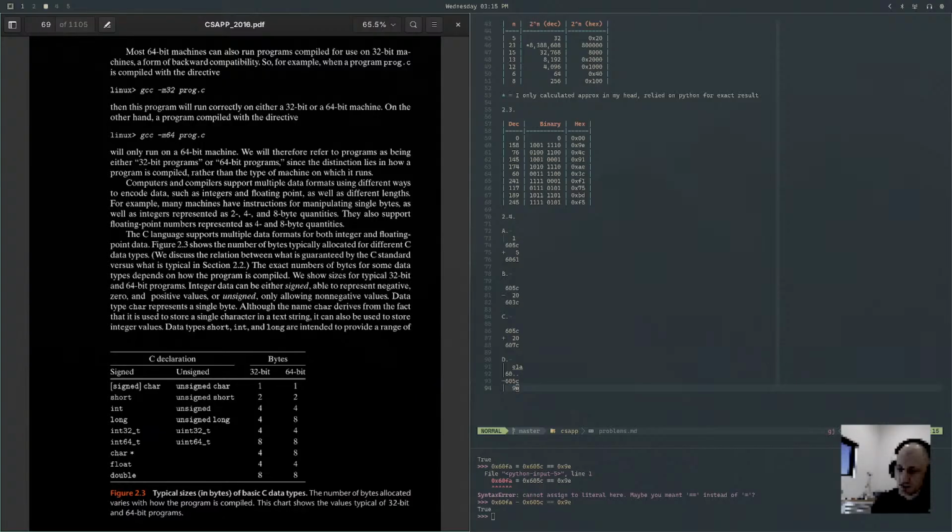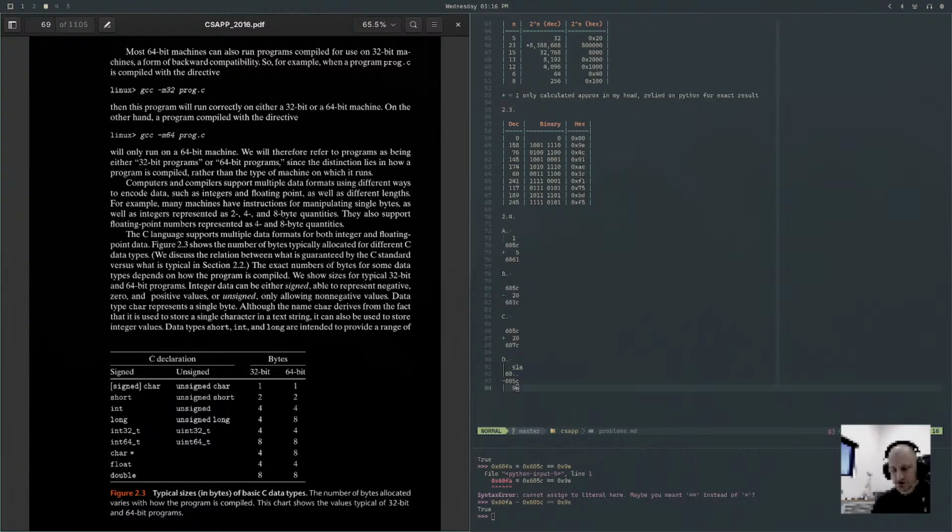Most 64-bit machines can also run programs compiled for use on 32-bit machines, a form of backwards compatibility. So, for example, when a program prog.c is compiled with the directive gcc -m32 prog.c, then this program will run correctly on either a 32-bit or 64-bit machine. On the other hand, a program compiled with directive -m64 will only run on a 64-bit machine. We'll therefore refer to programs being either 32-bit programs or 64-bit programs, since the distinction lies in how a program is compiled rather than the type of machine on which it runs.